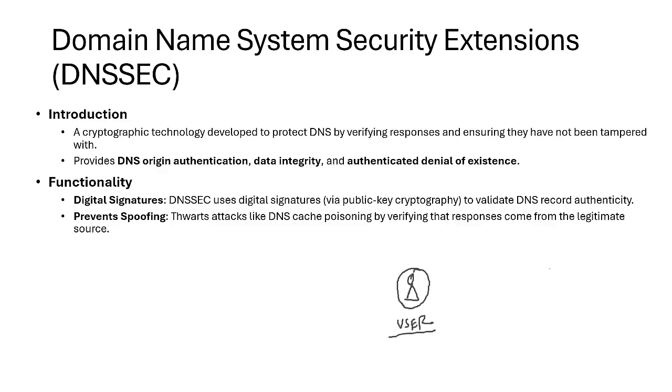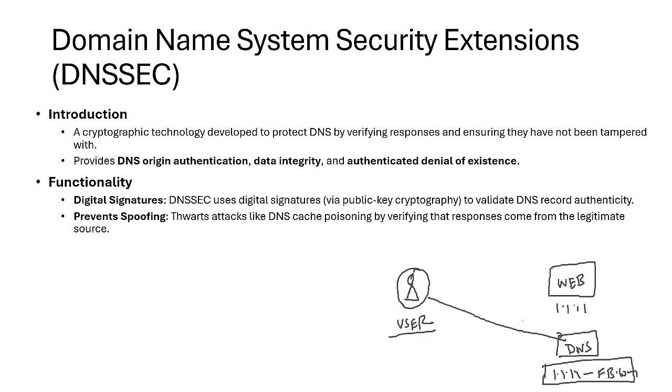This is my web server, website. The website is running on the IP 1.1.1.1. And this is the DNS, which maintains a cache mapping 1.1.1.1 to fb.com. So the user reaches out to DNS and says, hey boss, where is fb.com? fb.com is on 1.1.1.1. Based on that, he opens the website.